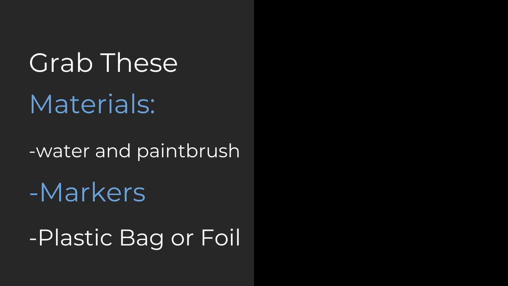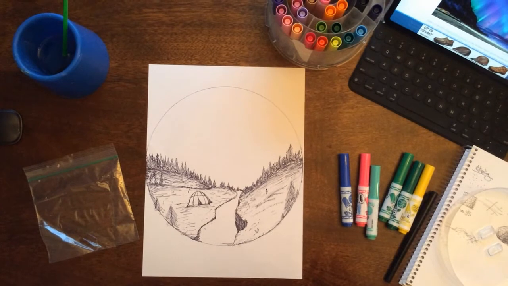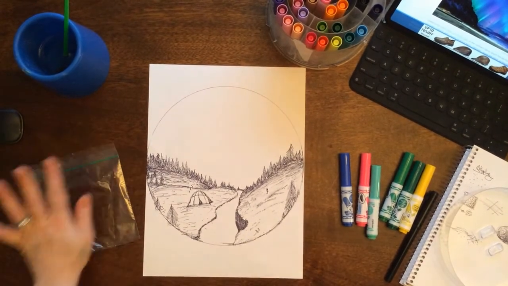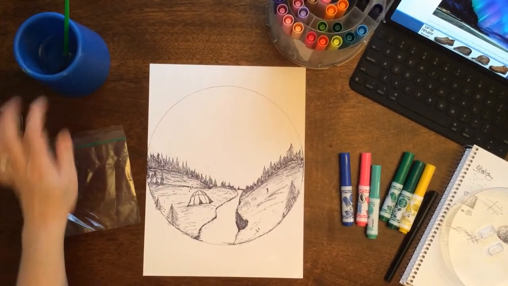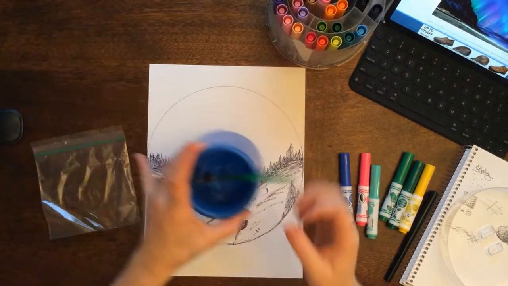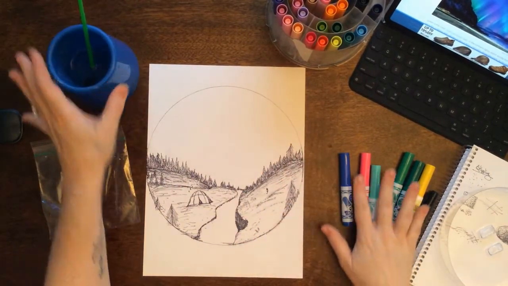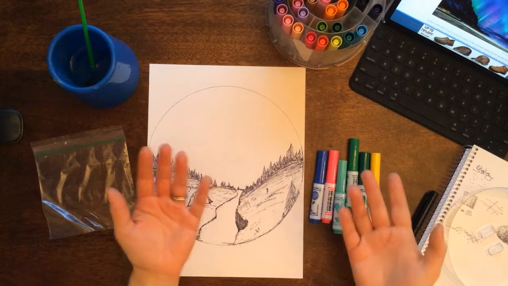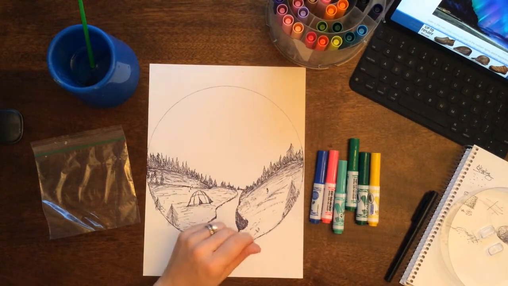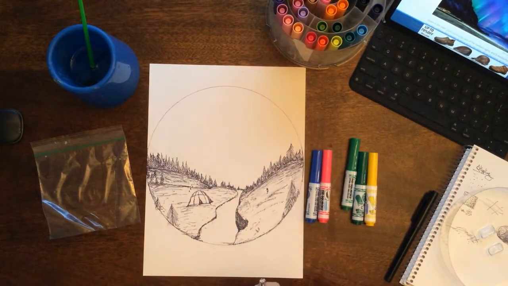Take the time now to grab these materials for this part. You're going to need a water, paintbrush, a plastic bag or aluminum foil, and markers. It could be markers of any particular brand. It does not matter. If you have watercolor in front of you, use watercolor as well.